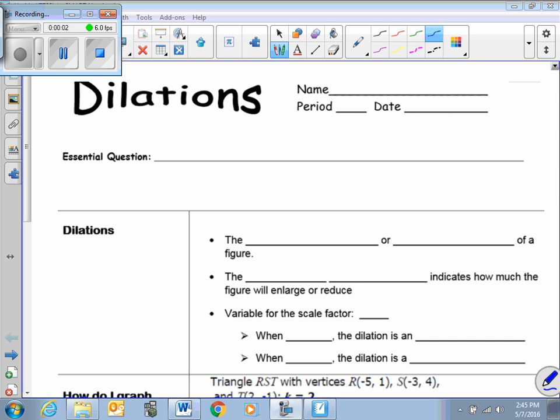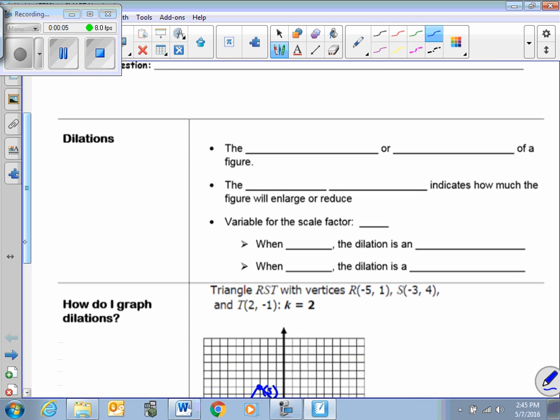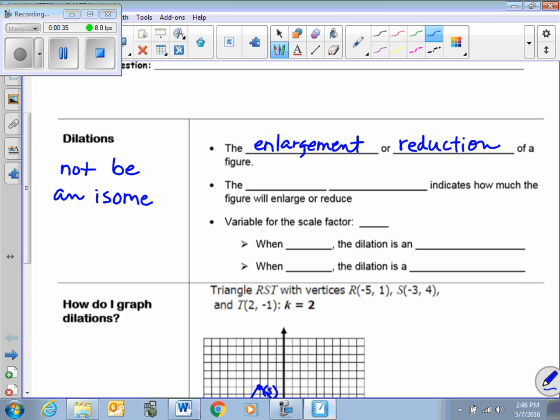Today's lesson is on dilations. What is a dilation? A dilation is simply an enlargement or reduction of a figure. Of course, this is another type of transformation, and this type of transformation will not be an isometry, because clearly we're changing shape. So dilations are not isometries.